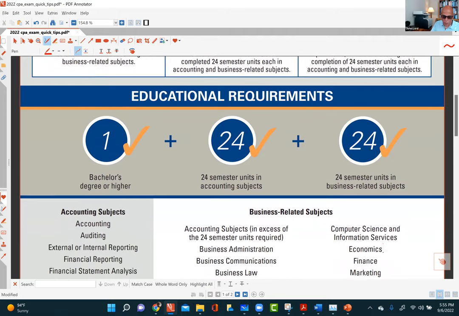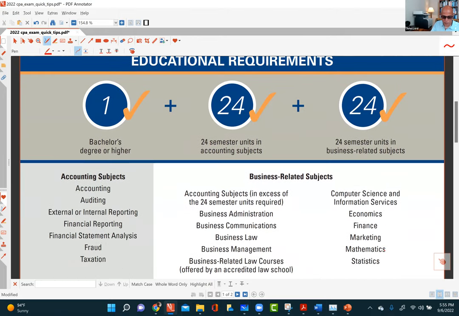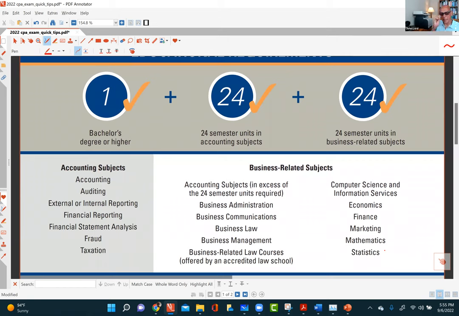Now, when we talk about accounting subjects for the 24 accounting units, any class that has the word accounting in it will count. So let's say you took a class in a university or a community college, given in the business department, but it says introduction to accounting, that counts as accounting. Now, if you took it from an institution that has an accounting department and the class says accounting, or the class says tax, like tax 379 or accounting 379, it counts as accounting. And it doesn't matter if it's intermediate or introduction.